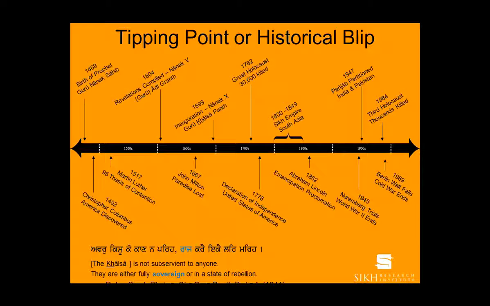The final quote from Ratan Singh Bhangu and Panth Prakash, he says, "Avar kisi ko kaan na par hai, raj kare ikke lar mar hai." So the Khalsa is not subservient to anyone. They are either fully sovereign or in a state of constant rebellion. So Khalsa Bagi ya Badshah. This is a phraseology that is part of the Sikh psyche and culture. So if we're not free, we're in protest mode. And if we're free, then we're in the mode of benevolence for all. So that's where we'll stop over here.